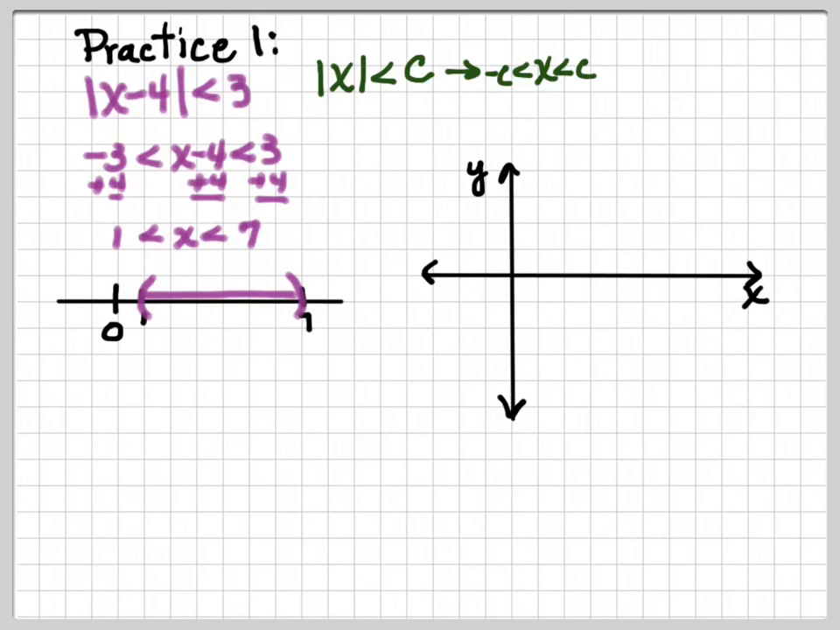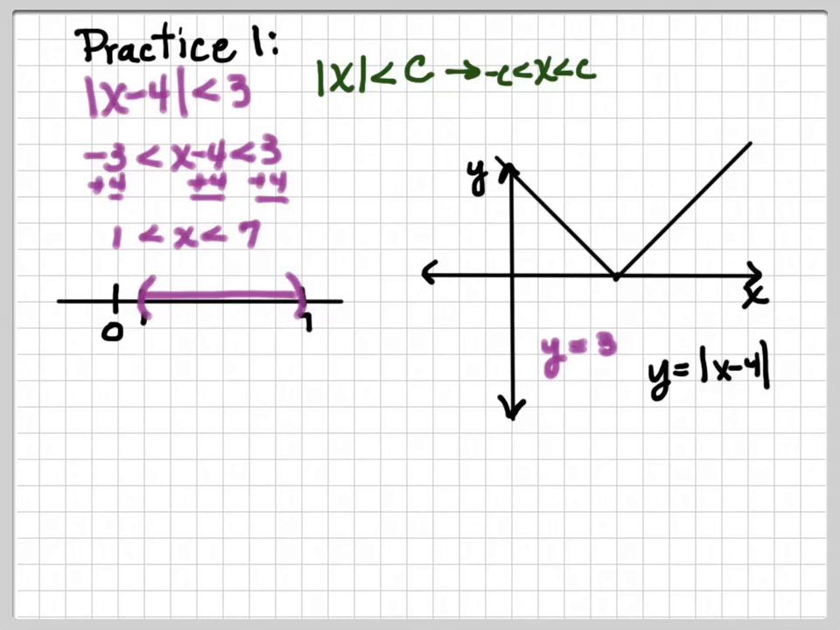Another way to look at this, if you would graph the equation y equals the absolute value of x minus 4 on your graphing calculator, it would look like that. And if you would also graph y equals 3, it would look like that. And so graphically you can see that it's going to be between 1 and 7. The solution set's going to be between 1 and 7. It's just another way of doing it. This is a visual solution to our problem. Okay, let's do this next one.